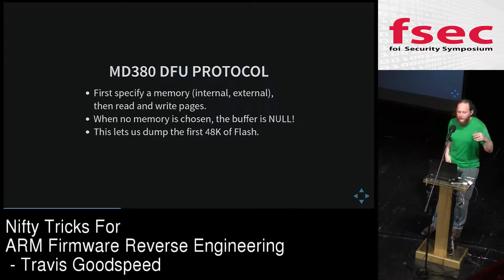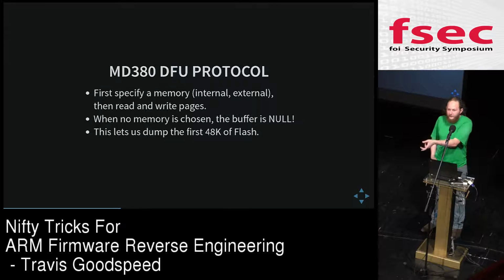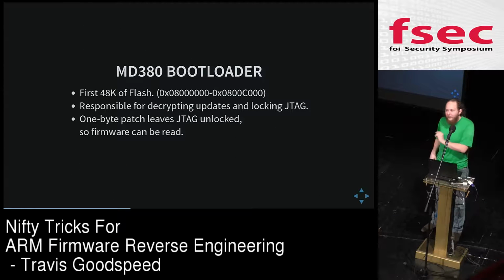Now, in the MD380 protocol, you first specify which memory, and then you read the pages from it. All I did was forget to specify the page, and it gave me back the code accidentally. But I wasn't allowed to do multiple reads because they would all come from the same place. So this only got me the first 48 kilobytes of flash memory, and nothing after that. Luckily, the first 48 kilobytes are the bootloader that decrypts the firmware updates in order to install them. So not only does it have the keys that I need to decrypt the firmware updates, it also has its symmetric crypto, so it's also what I need to re-encrypt them.